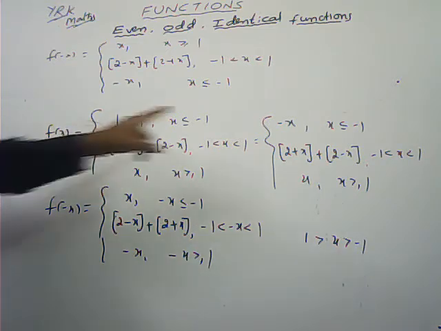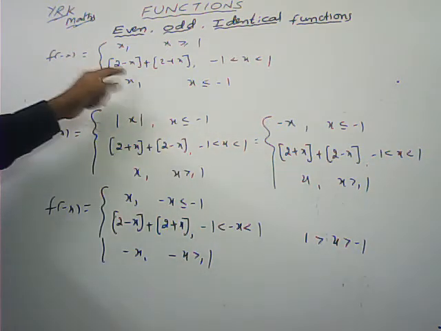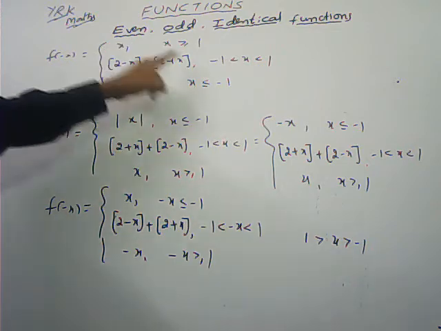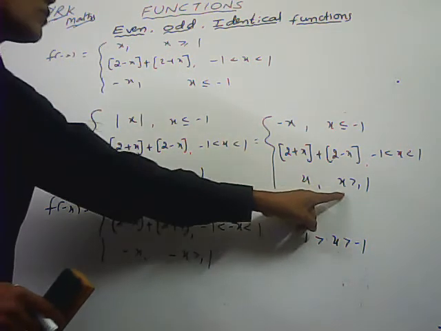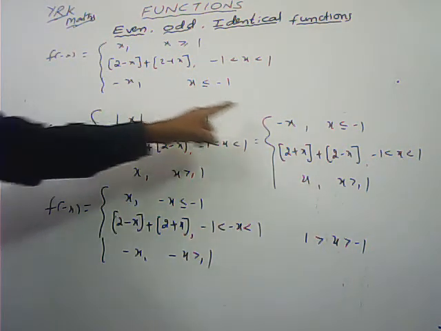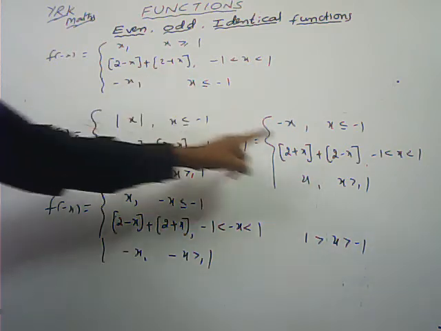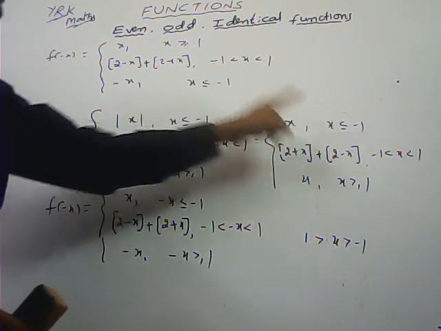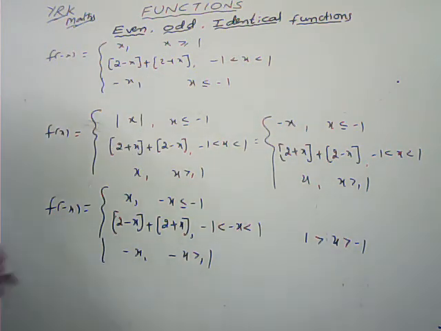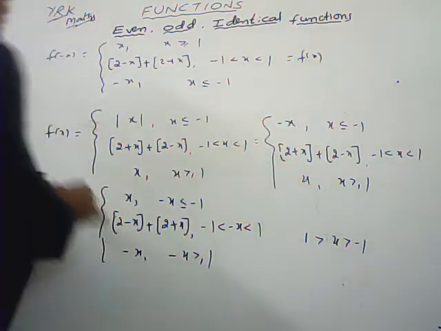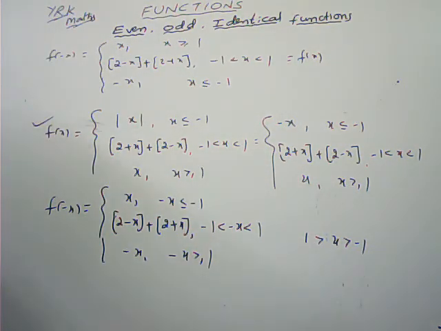Now this is the function f of x. This is f of minus x. Now here you can check whether both are the same or not. x more than or equal to 1, x more than or equal to 1, minus x less than or equal to minus 1. Step of 2 minus x plus step of 2 plus x, the same thing is there. x lies in between minus 1 to 1, we got the same function, that is equal to f of x. So the given function f of x is an even function.